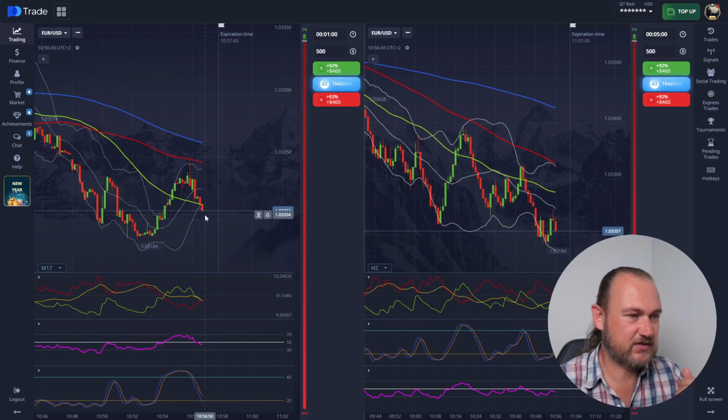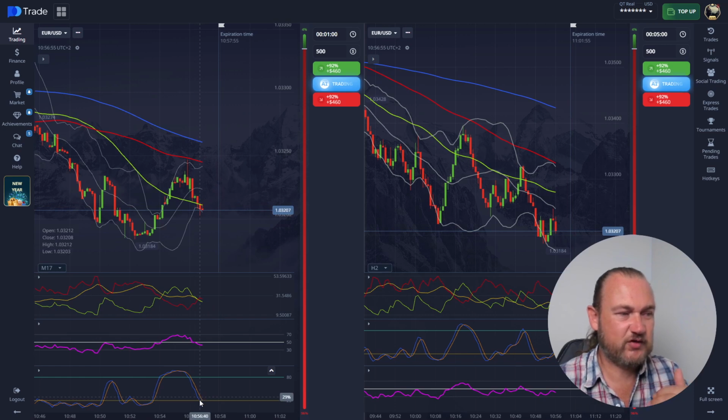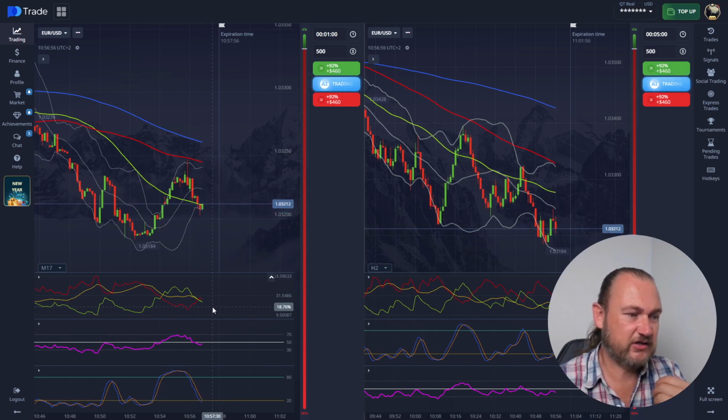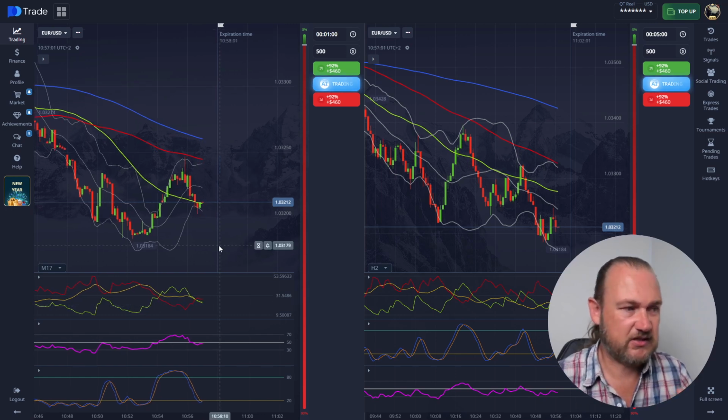But I do suspect what's going to happen is we're going to come back to this area here and then push up further. But this is not something we can trade at the moment. Unfortunately, I don't have a very clear entry from my strategies, so I'm not going to be taking any trades.